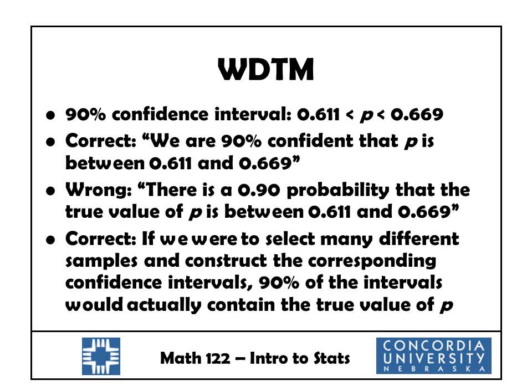Now why is that incorrect? Because p is either in that interval or it's not. Once we've calculated the confidence interval, there's no probability or chance involved. A correct interpretation of the meaning would be to say if we were to select many different samples and construct the corresponding confidence intervals, 90% of the intervals would actually contain the true value of p. So that confidence level of 90% refers to the process of constructing the intervals, not the intervals themselves. If I did a whole bunch of different intervals, about 90% of them would contain the true value of p.